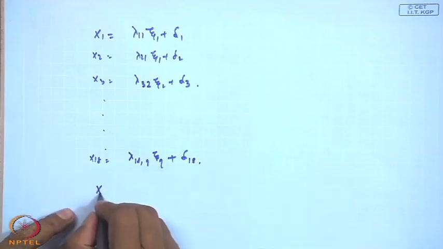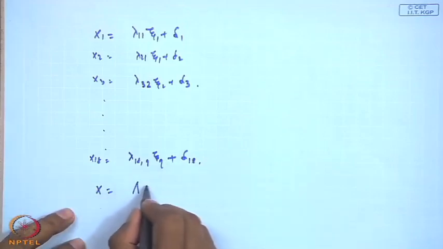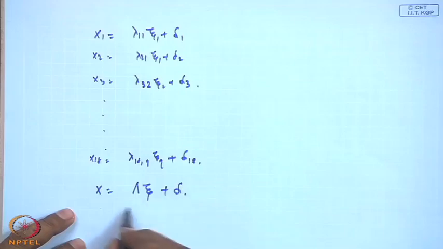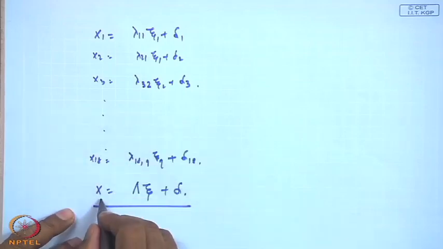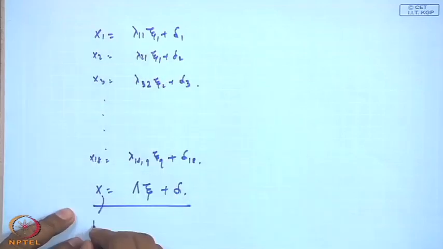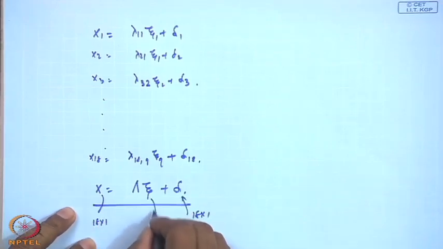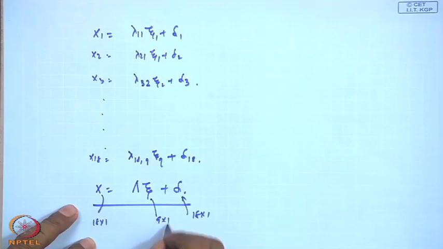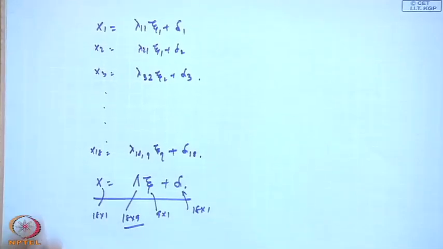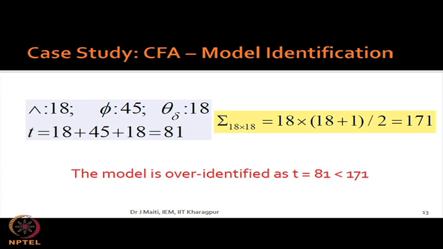When you write it in matrix form, the equation will be x equal to lambda xi plus delta. Here x is 18 cross 1, delta will also be 18 cross 1, xi is 9 cross 1, so lambda will be 18 cross 9. Now, this type of equation you can find out. Okay. Now, let us see the model identification for this case.